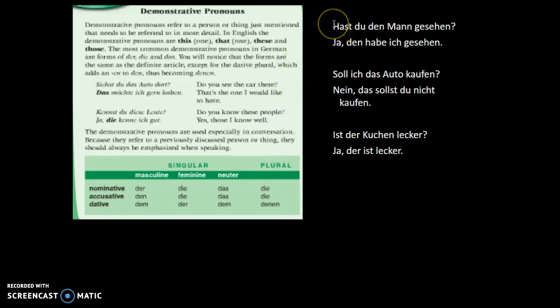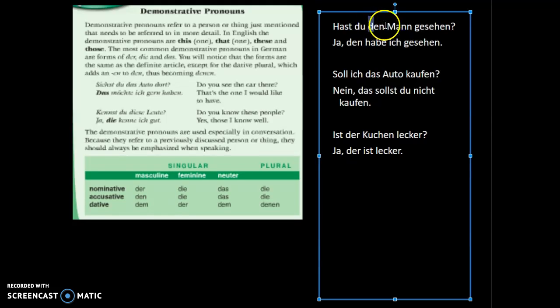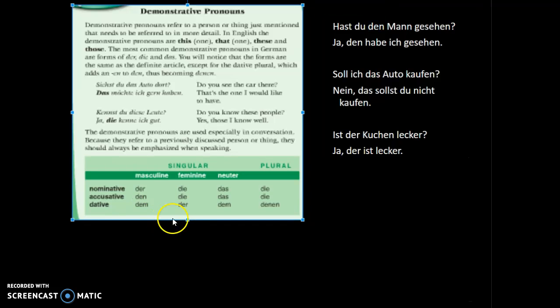I've given you some example sentences. Hast du den Mann gesehen? Is asking, have you seen the man? If I want to use a demonstrative pronoun to say, yes, I've seen him, or I've seen that one, I can say, ja, den habe ich gesehen. And you notice that it's den Mann here, because I saw him, which makes him the accusative definite article, den Mann, instead of der Mann.